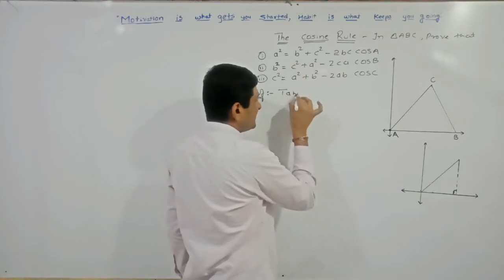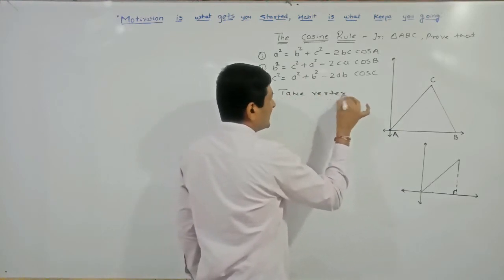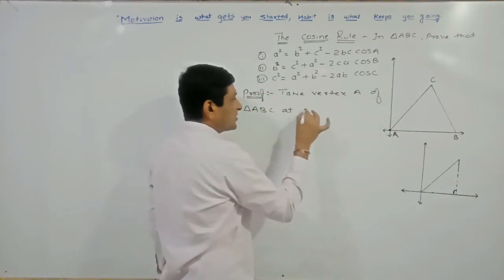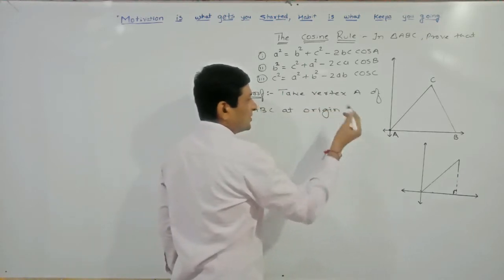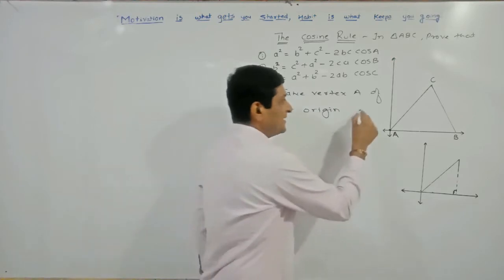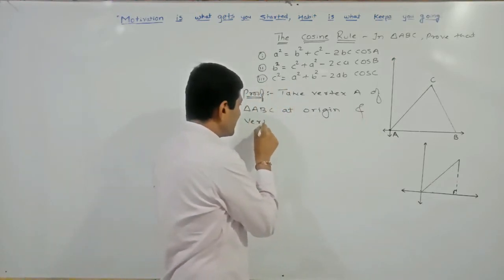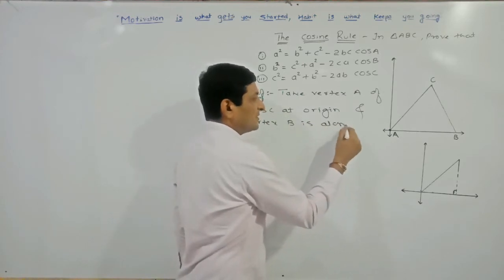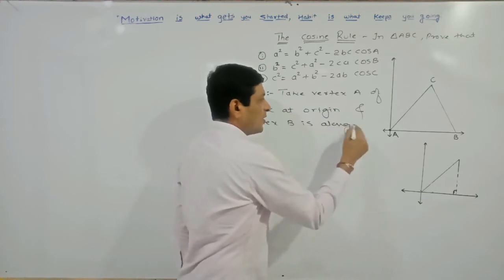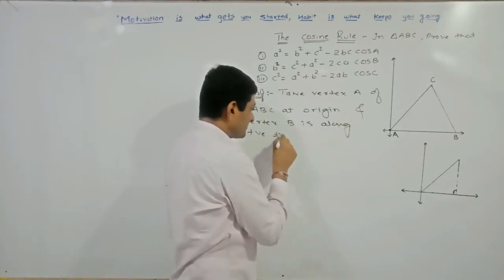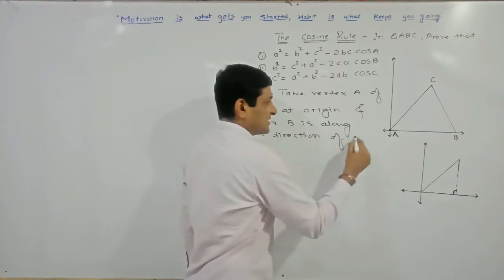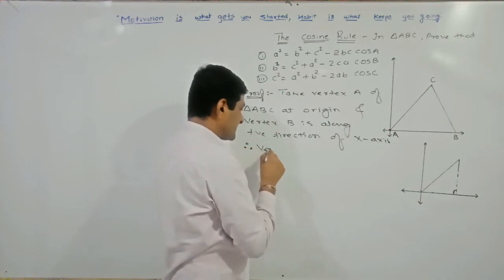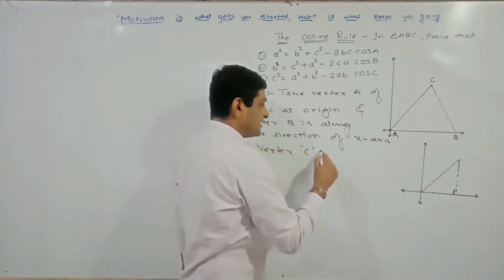So here what is our supposition? Take vertex A of triangle ABC at origin. So we have taken vertex A at origin, and vertex B is along the positive direction of x-axis, and that's why we can say that therefore vertex C is above x-axis.